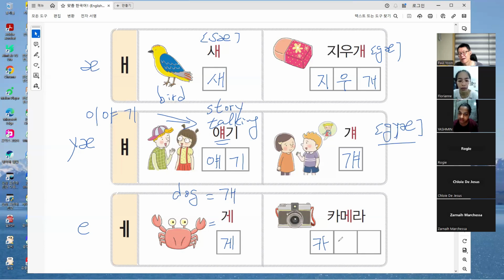Camera. In English, camera, right? But in Korean, 카메라. Okay, 카메라. Good. Camera, Korean, 카메라.